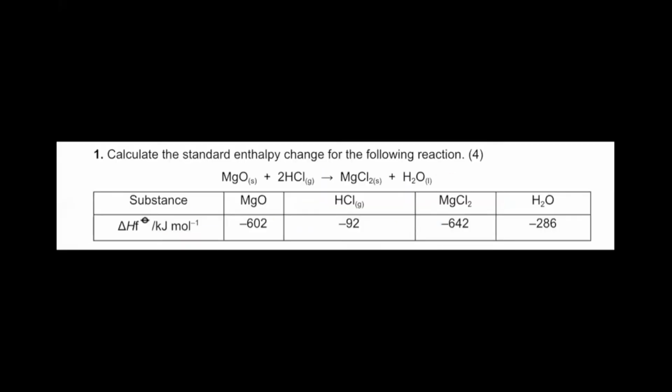Let's take a practical example of this. So in this question, you have been given the enthalpy change of the reaction of magnesium oxide with HCl, and you have to find the enthalpy change using the enthalpies of formation. So you've been given the enthalpies of formation of magnesium oxide, HCl, magnesium chloride, and water. So let's see how we solve this problem.